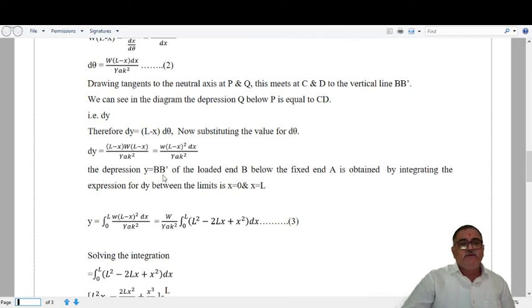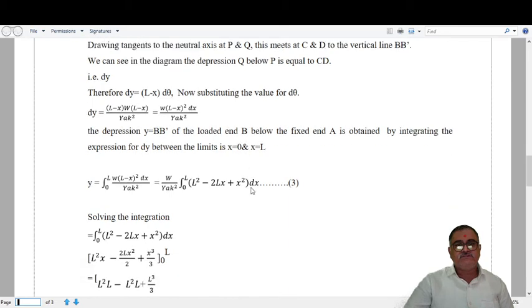See here, the depression y equal to dv dash of the loaded end B below the fixed end A is obtained by integrating the expression for dy between the limits x equal to 0 and x equal to L. See, here we have to integrate y equals w(L minus x) square into dx upon EI between the limits 0 to L.